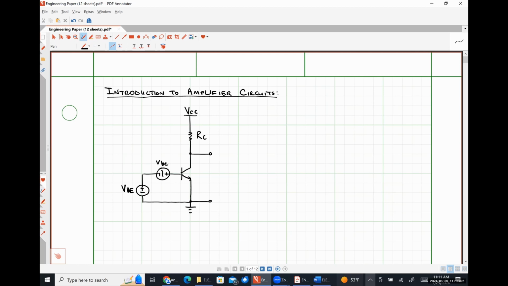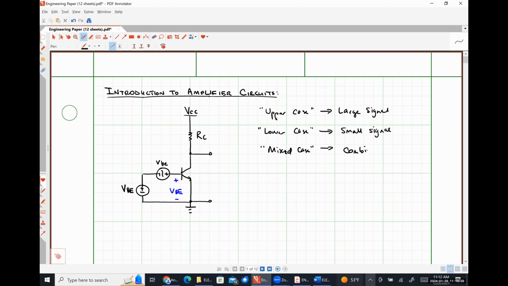So let me write that over here. Uppercase is effectively large signal. Lowercase will be small signal. And then we're also going to have things that are mixed. What I mean by that is I'm going to draw this thing right here, lowercase v, capital VE. And so when I have a mixture of upper and lowercase, it is a combination of large and small signals.